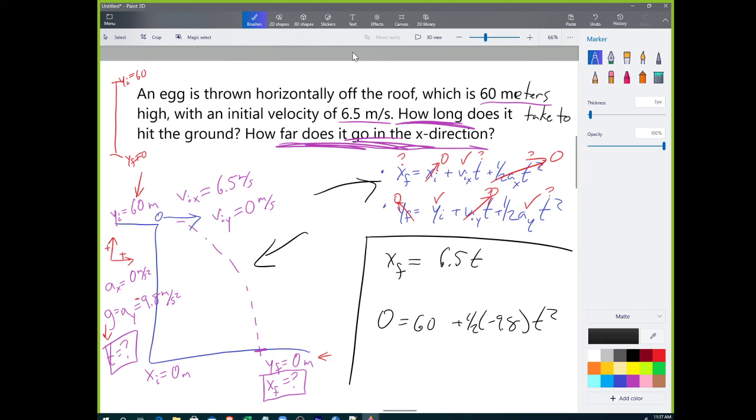So for T, I got 3.499, and then for XF, I got 22.7435. Okay, so that's what we've got so far. I don't believe any answers till I hear them at least 3 times. I also got 22.74 and the 3.499. I got those answers as well.